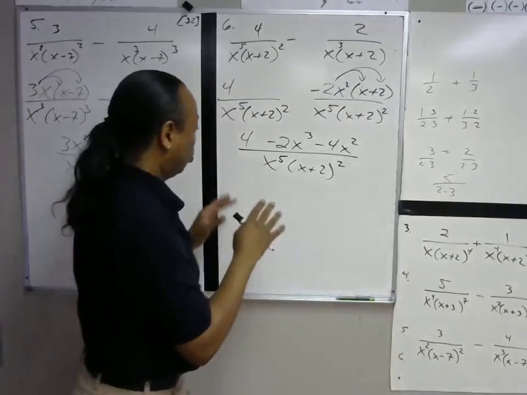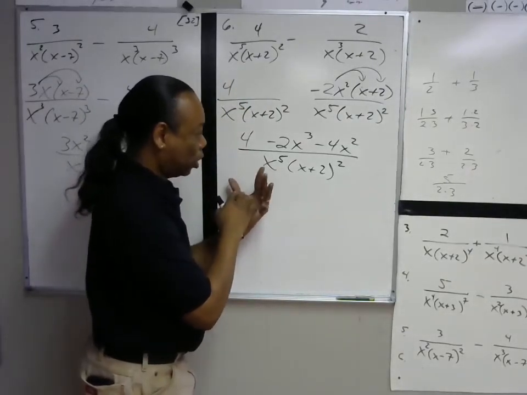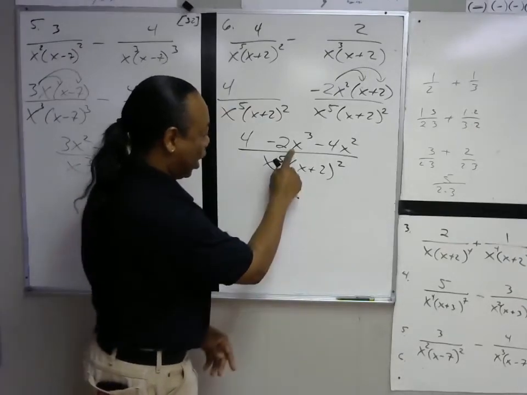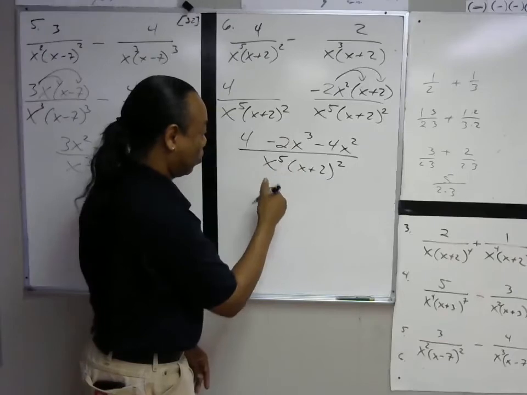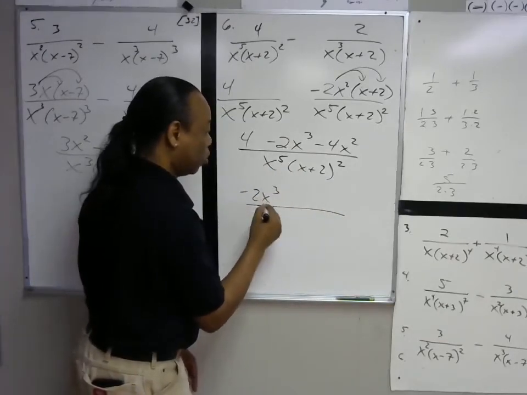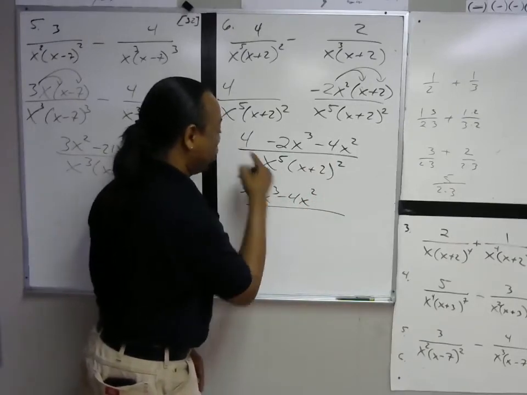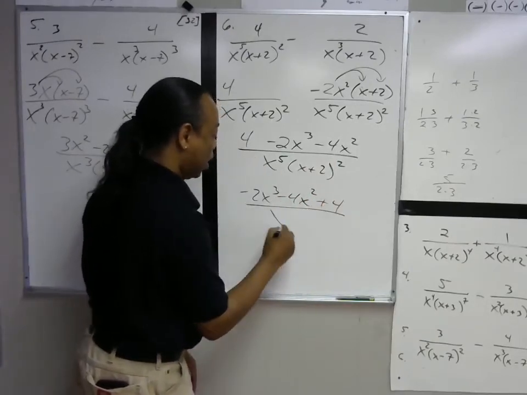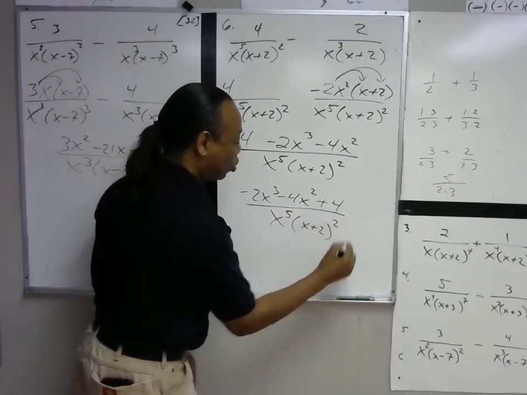Now, order. We like our highest powers first and all the way down to our lowest. This is our highest power, the next one, and this doesn't have any powers at all. It doesn't have any x's. So I'm going to write this as negative 2x to the third, it's going to be first. Then the negative 4x to the second is next, and then the 4 here. And that's everything over x to the fifth, x plus 2, all to the second power.